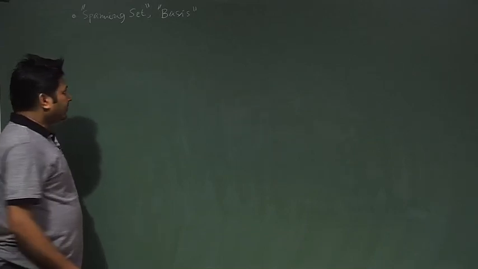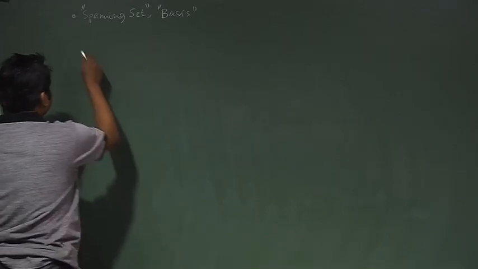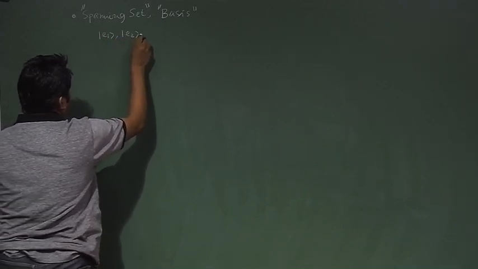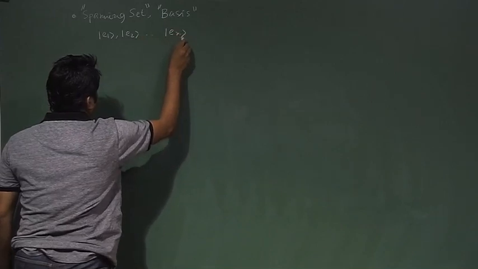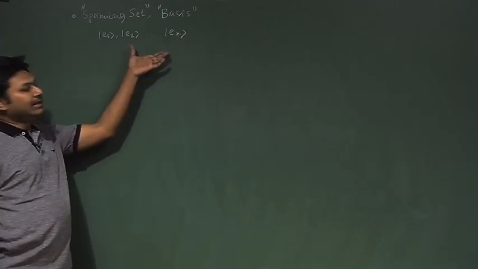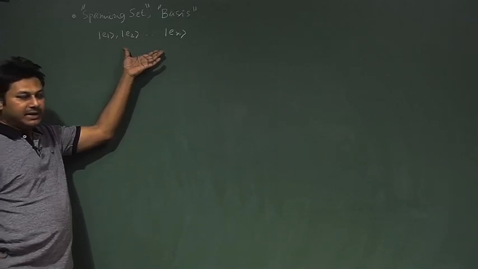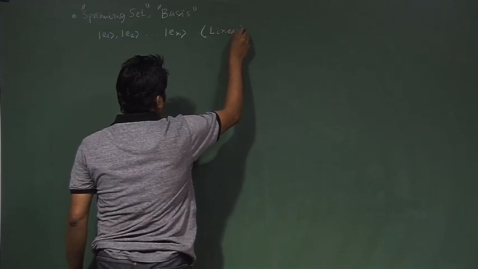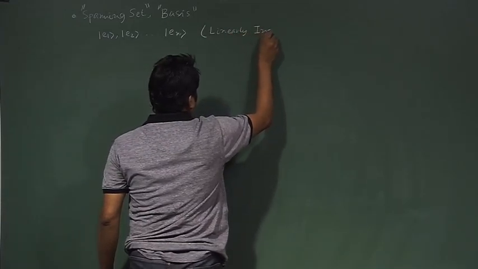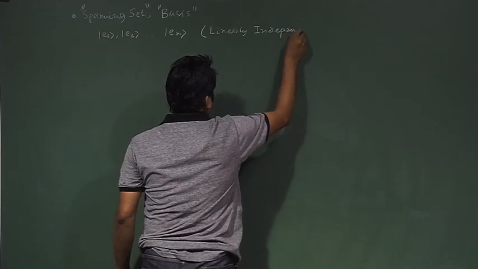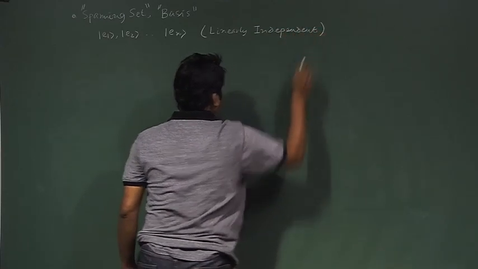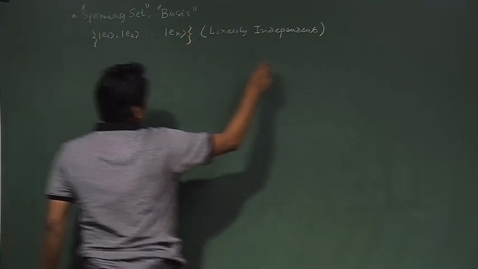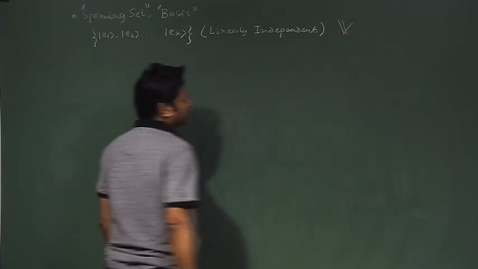Now, what is a basis? Let me recall it. Say E1, E2, En are a set of n vectors which are linearly independent of each other. They are linearly independent. This is a set of vectors from a vector space V, say.